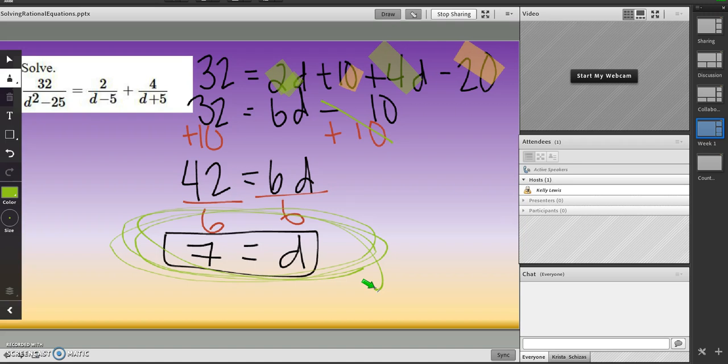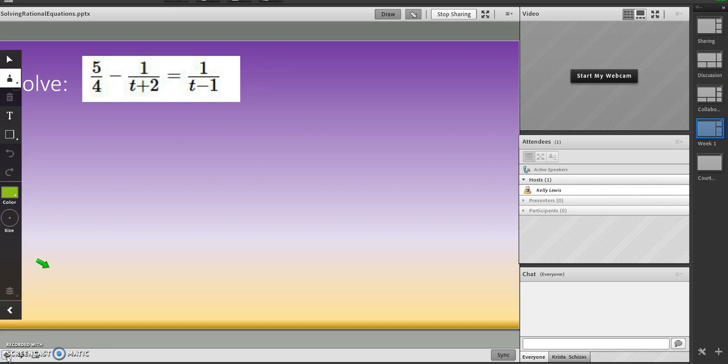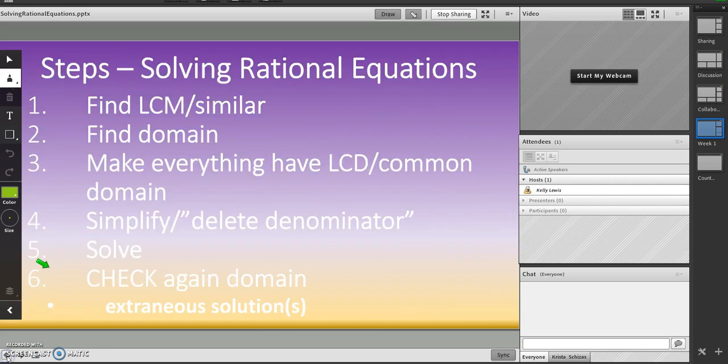So not that bad. I know it starts off really hard, but if you make sure that everything has the common denominator and then fill in what's missing, then the denominator will cancel and you'll end up with a linear function. Then you can simplify. Let's go back to our steps. Okay, common denominator, find the domain, so what the number cannot equal, and then make sure everything has that denominator. Then we'll simplify or delete the denominator. We solve it and we have to check against the domain because sometimes something will cancel. But that's everything for solving rational equations, right?